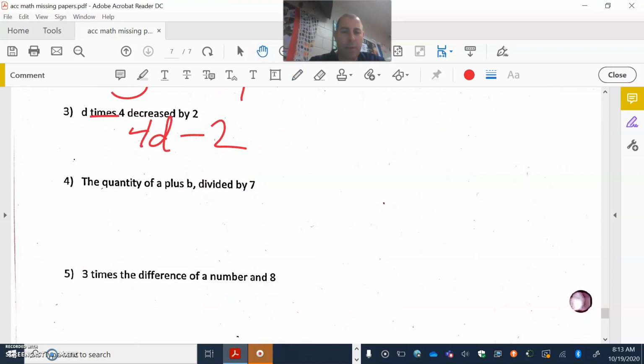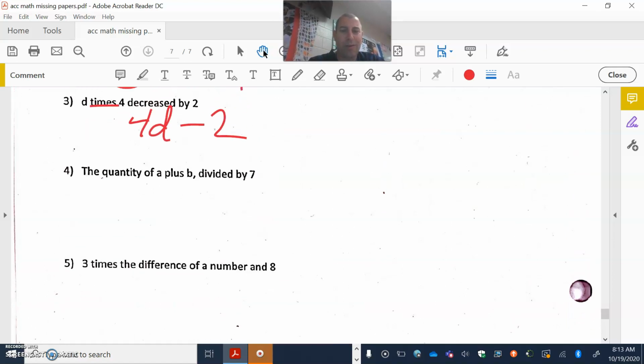Oops. Oh, wait, there's more. Sorry. Let's do this and I'll get back into that classwork. Here we go. The quantity of A plus B divided by 7. Oh, look, the parentheses, just like I talked about. So the quantity. Quantity is one of those words that means that we're going to have to use parentheses.